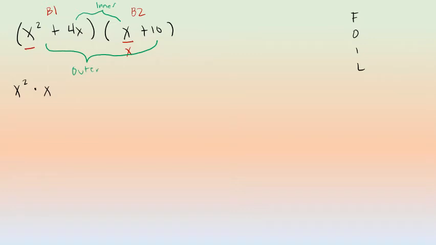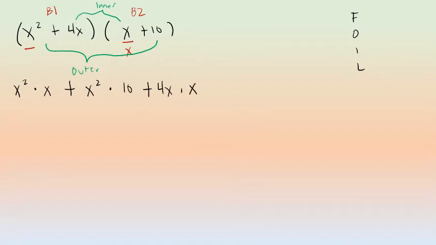Okay. So, ano yung mga outer terms natin? That is positive x squared. So, we have plus multiplied by positive 10. Yan. Followed by your inner terms. So, that is positive 4x times x.